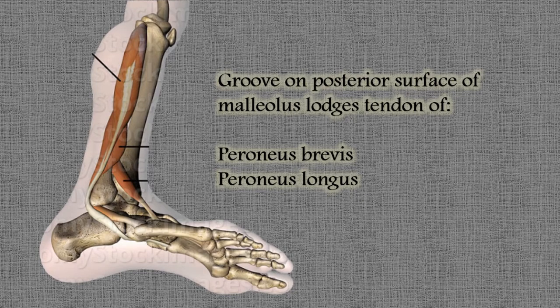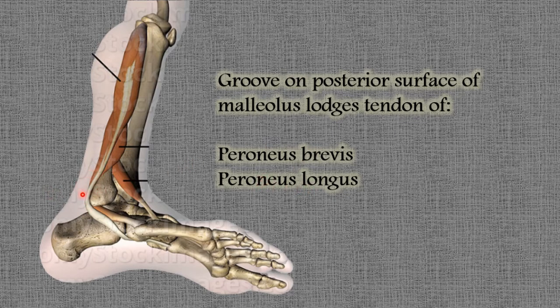The groove on the posterior surface of the malleolus lodges the tendon of Peroneus brevis and Peroneus longus muscle. Now if you remember, this is the lower end of the fibula, or you can say the lateral malleolus, and this is the lateral surface of the lateral malleolus, and here is the anterior surface, and this was the posterior surface. So posterior surface was marked by a groove for the Peroneus brevis and Peroneus longus muscle.